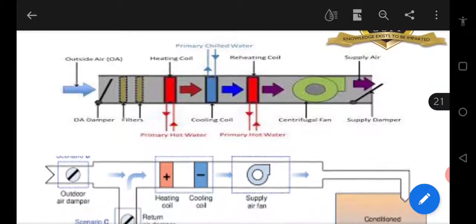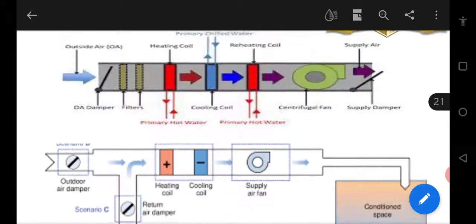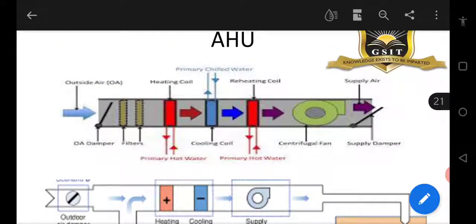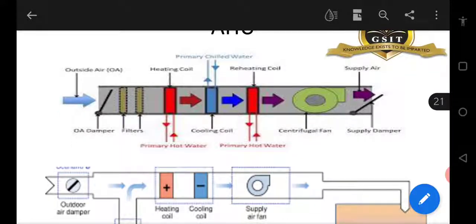So you can see one diagram of this AHU, a simple colored diagram. Outside air is coming in and passes through some dampers. Then there are filters. Then in case heating is required, there is a heating coil, the red one. And the blue color is the cooling coil, to which you get chilled water from the chiller from the bottom. If required, a reheating coil is also there. And then there is a centrifugal fan which sucks in the outside air and sends it inside to the conditioned space on the right side.